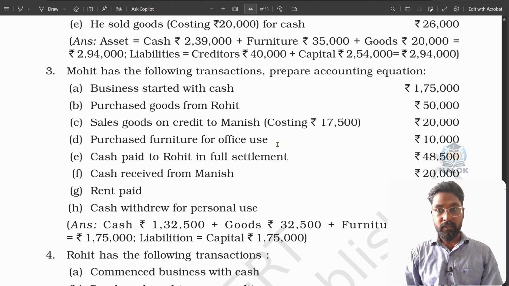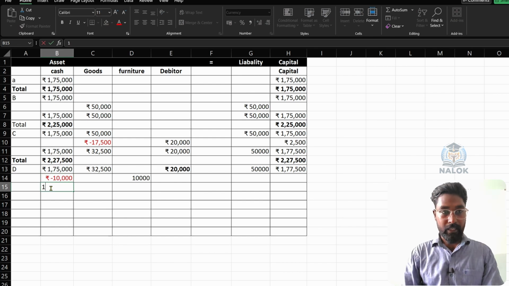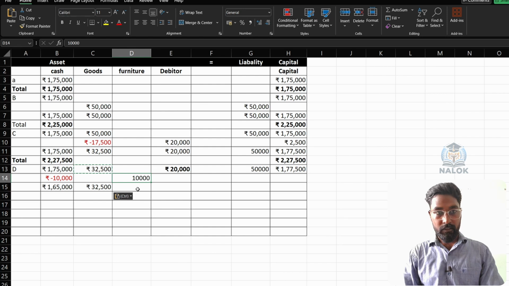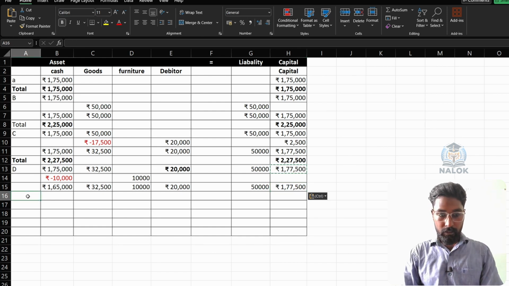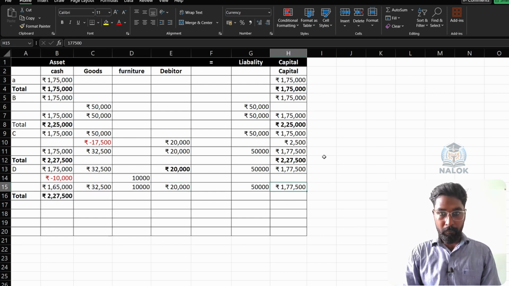Purchased furniture for office use worth 10,000. The furniture costing is 10,000. The business is purchasing the furniture for the office use. So this is affecting the cash account. We bought furniture costing 10,000 and we have to minus 10,000 in the cash asset. Now let's calculate these numbers. 1,65,000 in the cash asset. Goods is not affected. Furniture is 10,000. The debtor is yet to pay us 20,000 and the liability is not affected and the capital is 1,77,500. Now let's total this. 1,65,000 plus 35,000 plus 10,000 plus 20,000, which comes around 2,27,500. This is going to be the same, 2,27,500, because the liability and the capital is still the same.